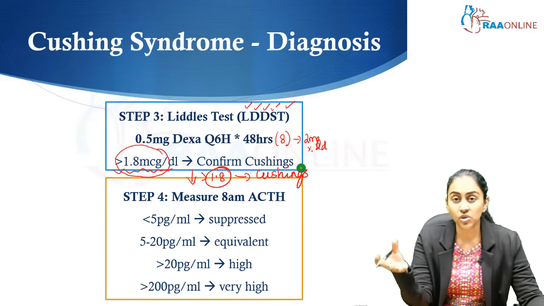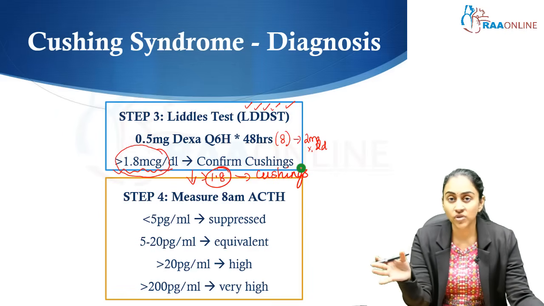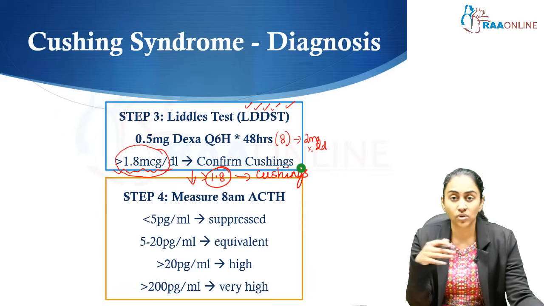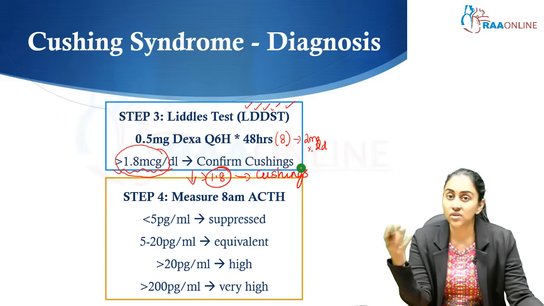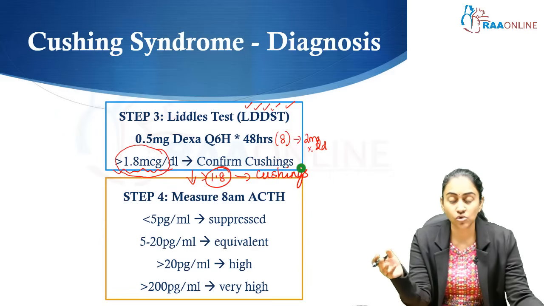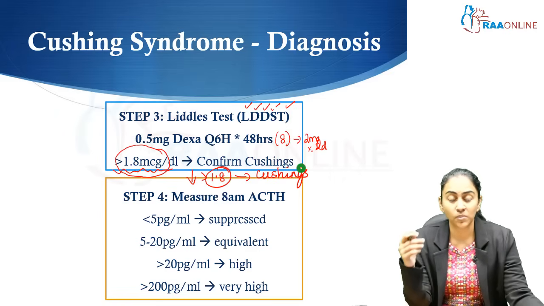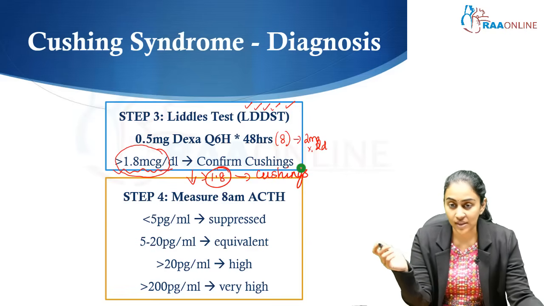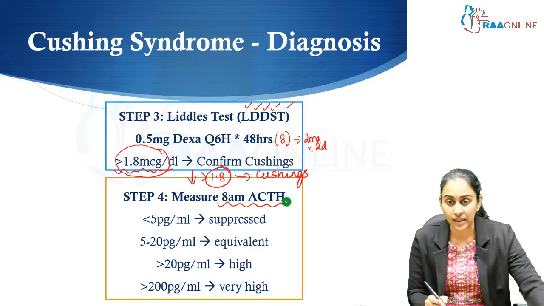So, once you establish a diagnosis of Cushing syndrome, the next important question is, so far we were trying to answer whether it is Cushing's or not. Now, we will have to answer where is this Cushing's. Is it in the adrenal? Is it in the pituitary? Is it an ectopic ACTH secreting tumor somewhere in the body? As I mentioned in the etiologies, all of this could be the reason behind the cortisol excess. So, that is where step 4, 8 AM ACTH, comes in handy.